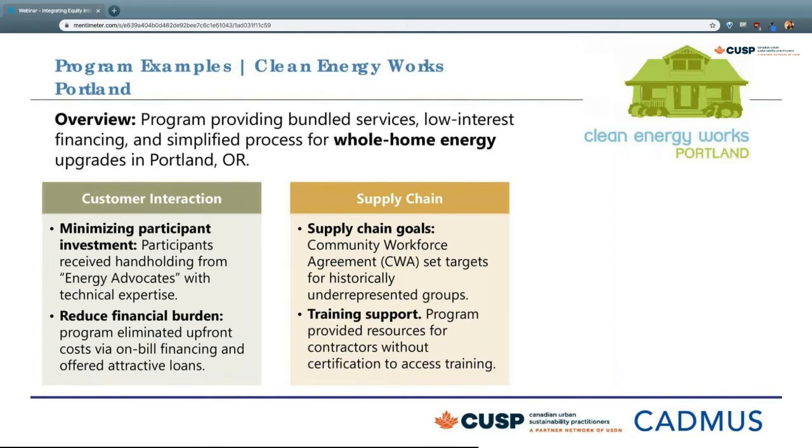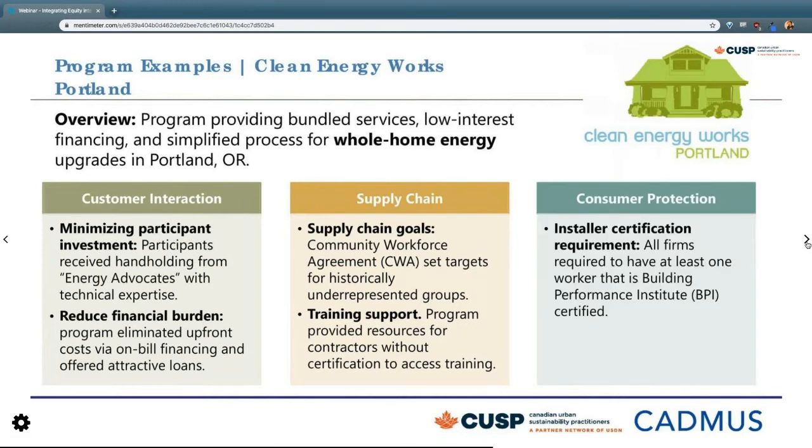the project. So they had, if you flip to the next slide, a Building Performance Institute certification, which helped address consumer protection as well to ensure that contractors were well trained.